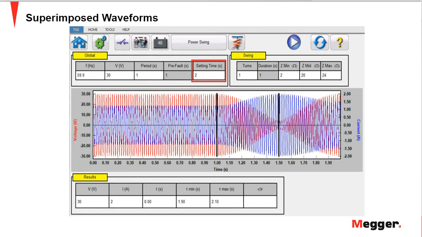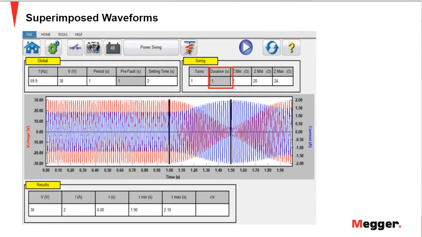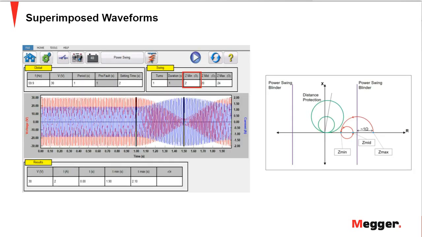This would be the pre-fault, and this is the setting time. That's a parameter that comes from the relay, and how many turns do I want. Depending on the number of turns, that's the number of oscillations that I will see on the waveform. And this is the duration. The duration is calculated depending on the period and the number of turns that I have. And this Z is the impedance, the minimum value of impedance during the swing. The maximum value of the impedance is where I start, and the midpoint impedance is where I'm going to start turning and doing my loops.